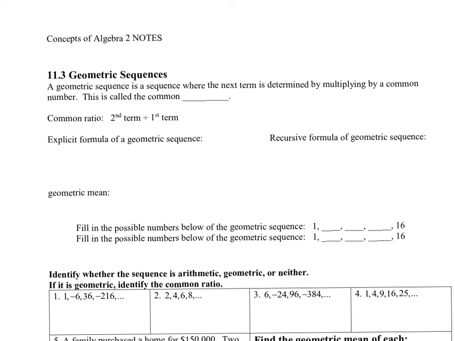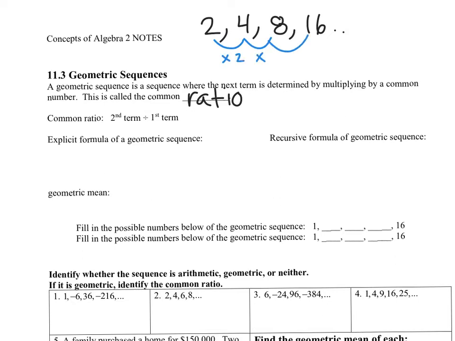A geometric sequence is a sequence where the next term is determined by multiplying by a common number. This is called the common ratio. So in math, ratio means divide. So a geometric sequence would look like 2, 4, 8, 16, etc. This is geometric because you are multiplying by the same number every time to get the next number. In this case, the number is 2, so this is called your common ratio.